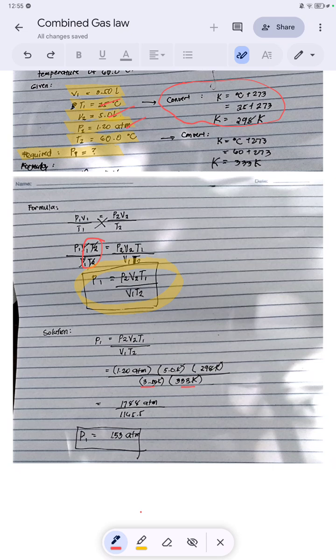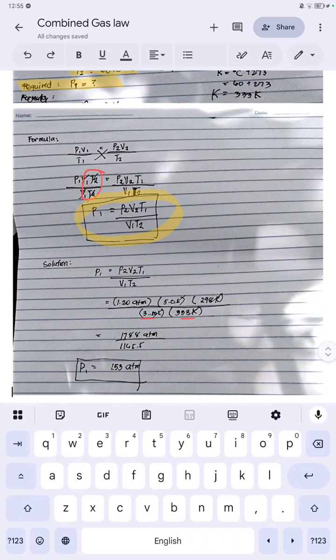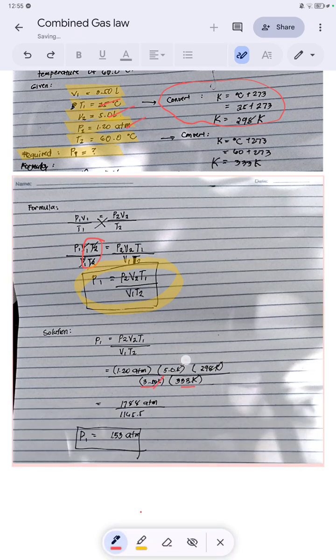Next, what are you going to do? You need to multiply everything in the upper part: 1.20 atm, 5.0 liters, and 298 Kelvin. By the way, cancel liters and Kelvin, so what remains is atm. So, multiply 1.20 atm, 5.0, and 298 over the product of 3.5 and 333.